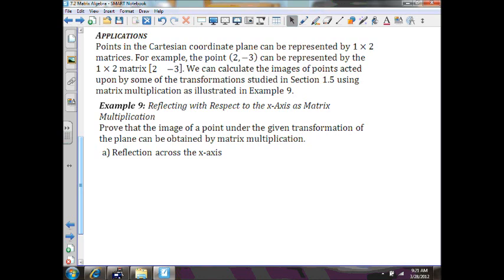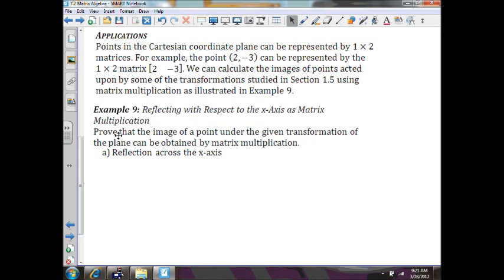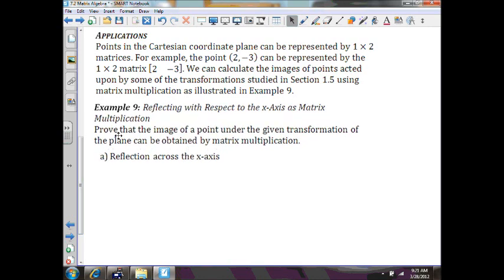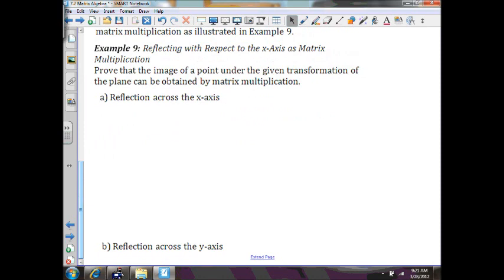Now this is something you actually did in geometry class, or were supposed to. So this shouldn't be anything new to you. So if I have to reflect something across the x-axis, here's how it's going to work. The only thing that's really changing is your y value. So we're going to have x, y. We're going to multiply that by 1, 0, 0, negative 1.